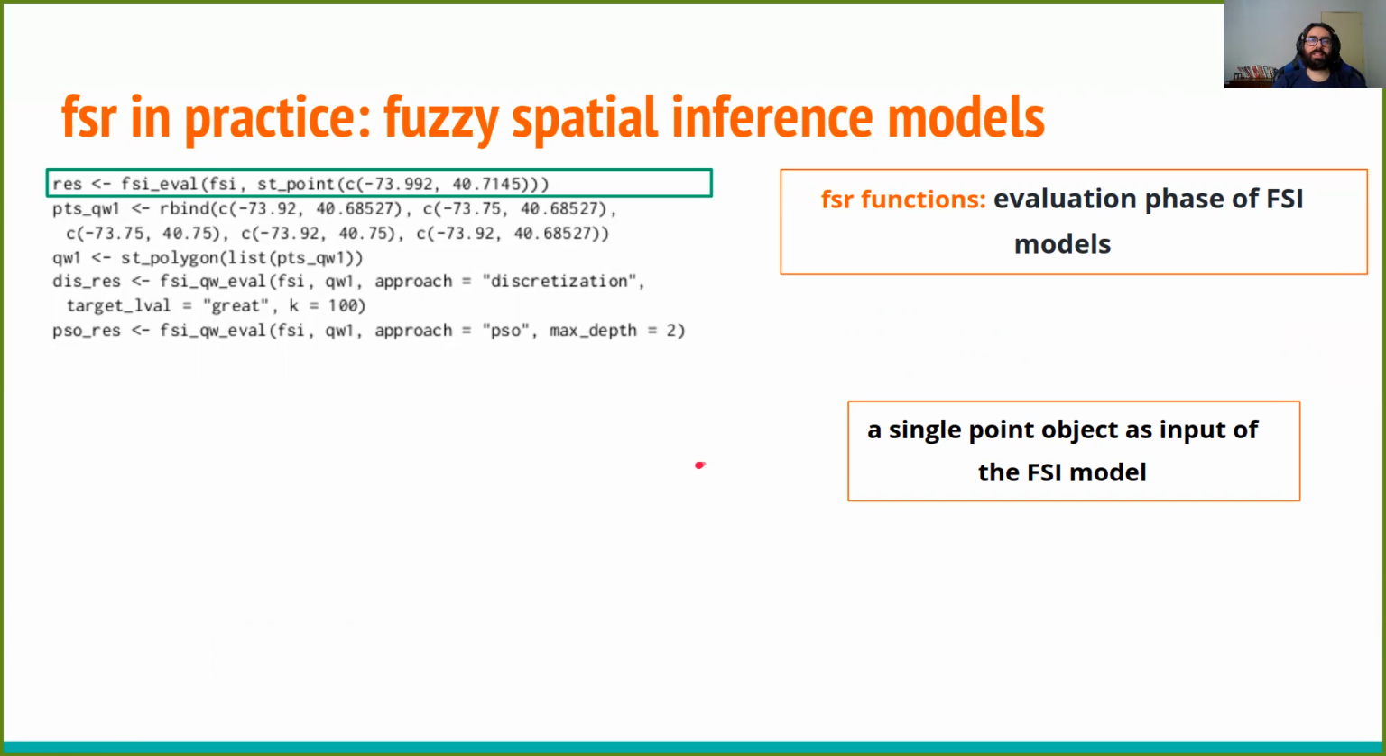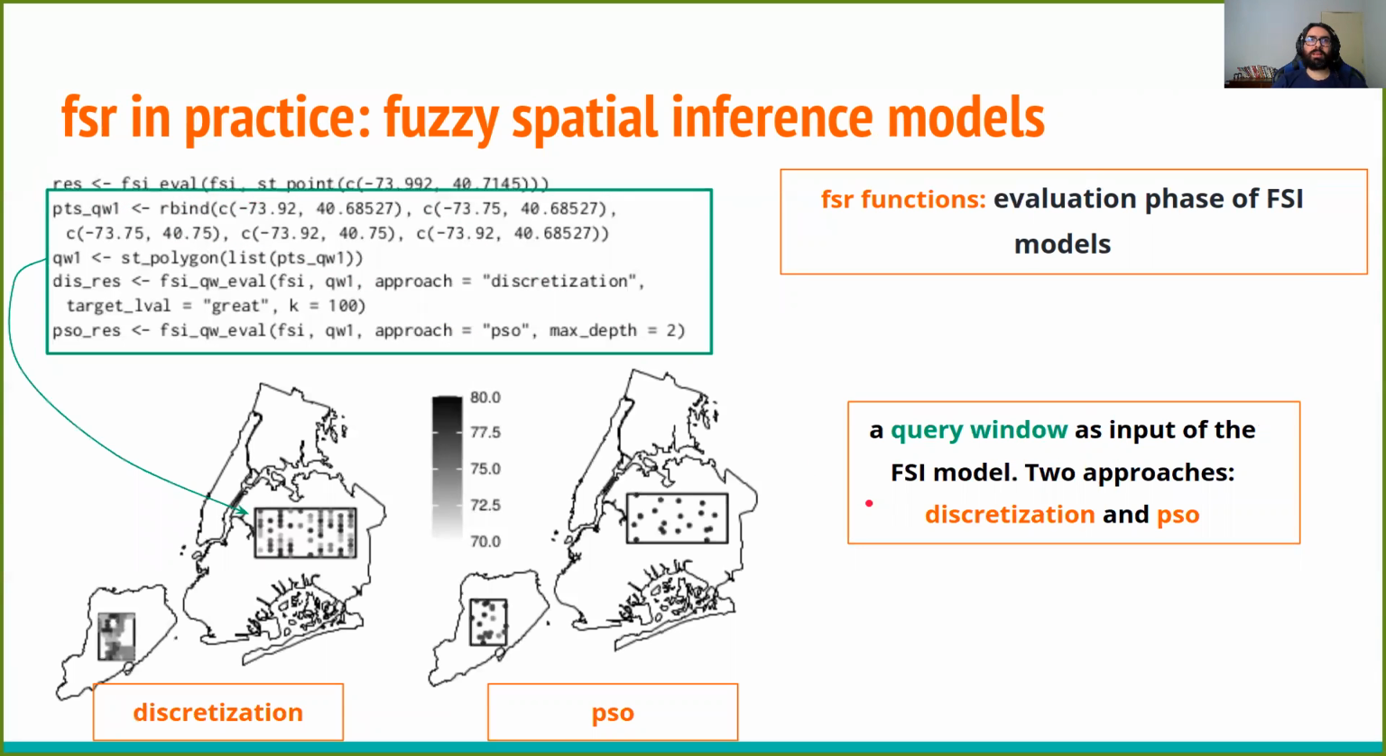So this means that the input of this function is a single point. The next function evaluates the query window inference, a new type of inference introduced in this paper. The goal is to allow the user to specify a window of interest to answer questions like, return all the points with inferred values belonging to a target linguistic value of my application. In our running example, we want to capture all the points with great visiting experience. For this, FSR implements two approaches. One is based on regular grids, and the other one is based on particle swarm optimization.